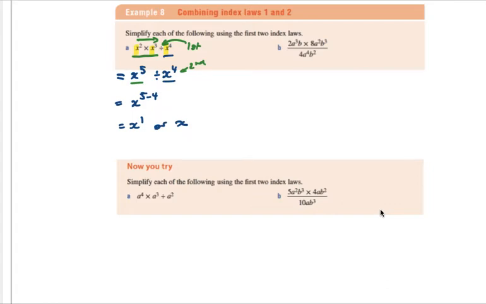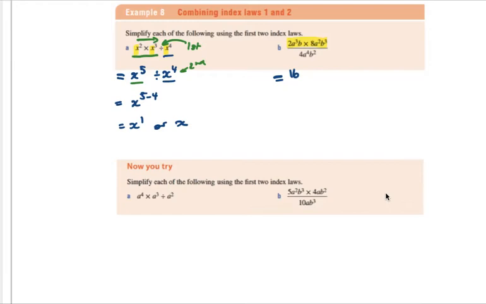The next example looks a little bit intimidating. We've got a numerator and denominator. The numerator has not been simplified yet. So how about we simplify that numerator and then we simplify across the fraction. So on the top we've got 2 times 8, which is 16.